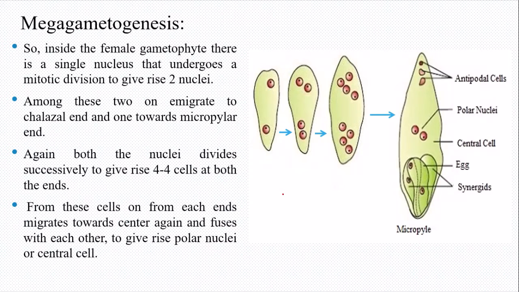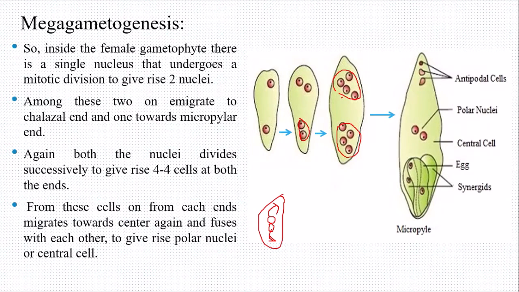That is like this. If this is the condition, here is a nucleus, this nucleus has divided, and one nucleus migrated towards the chalazal end and the second towards the micropylar end. So there is now a single nucleus at both ends, and now these nuclei will divide successively two times. When one nucleus divides, two nuclei are formed, and similarly at the other end two nuclei are formed, and when these two divide again, four nuclei are formed.